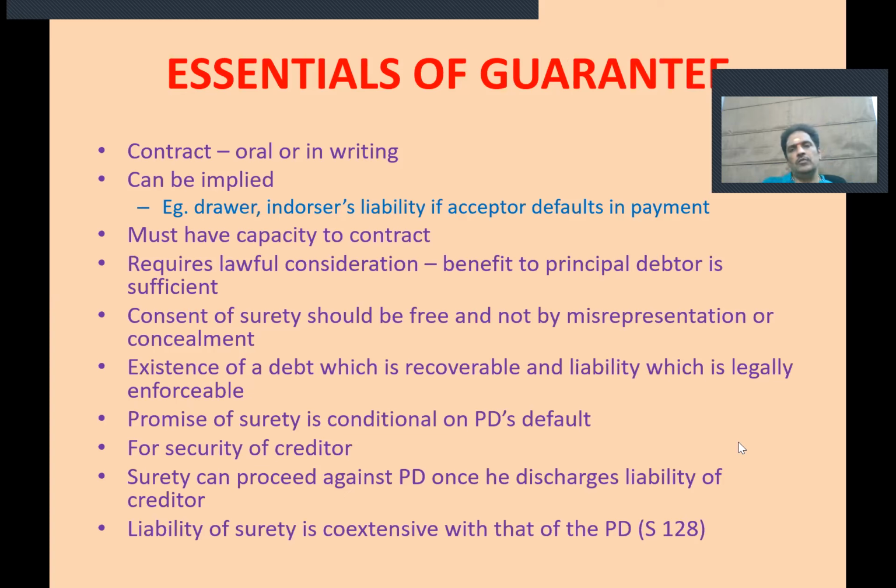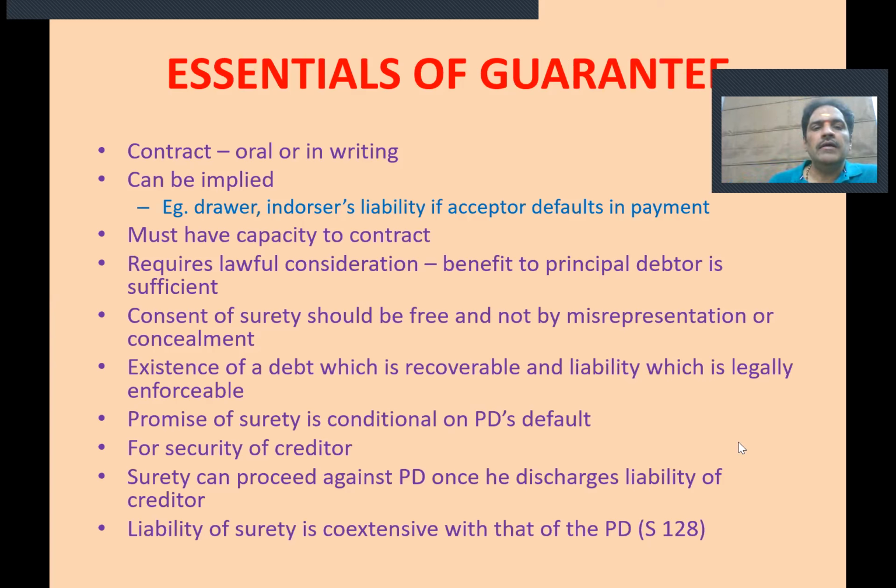So what are the essentials? It could be an oral contract or a written contract. It can be implied. For example, we talked about the Negotiable Instruments Act and the negotiable instrument. There is an endorser and an endorsee. There is an acceptor who is supposed to pay the bill of exchange. The endorsee, or the holder, will go and ask the acceptor to pay the money. If the acceptor does not pay, the acceptor is the principal debtor. So if he doesn't pay, the endorser becomes the surety for the acceptor in case he defaults in payment. So this is an implied guarantee.